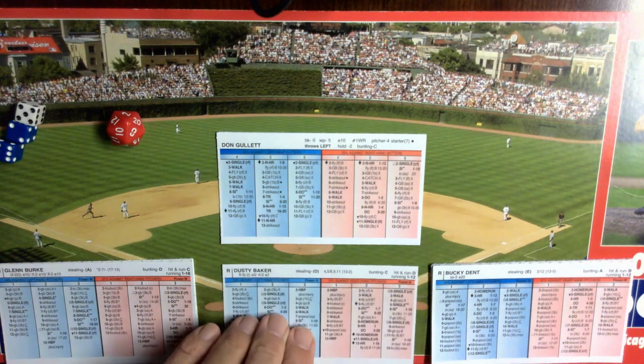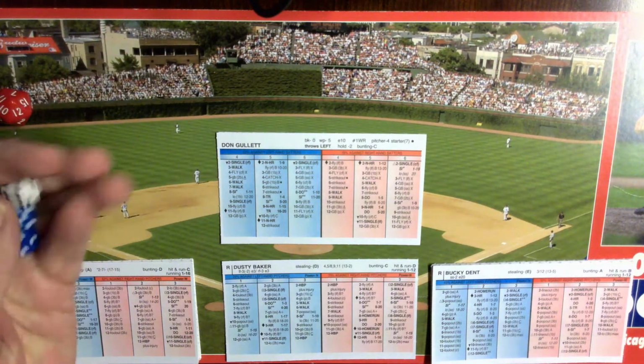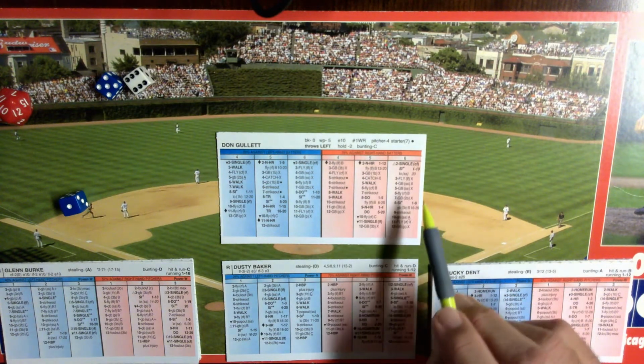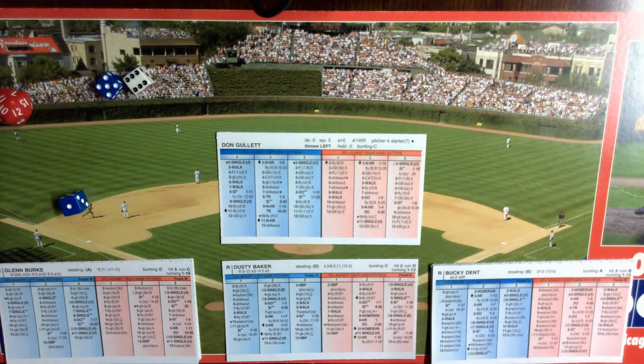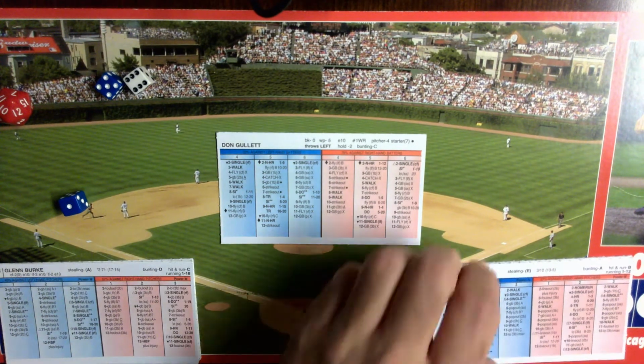Dusty Baker, who flew out to right field in his second inning at bat, is next. That's a 6 and a 6. A 6 and a 6 against a right-handed batter is a fly out 9. So Baker flies out to the right fielder Reggie Jackson. So that is the second out of the inning. Again, Baker flew out to Jackson in the first as well.